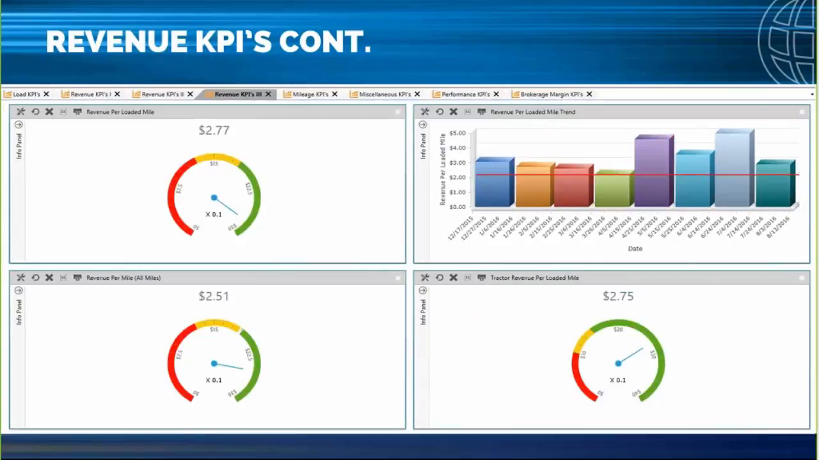Our third view of revenue KPIs, we can see revenue per loaded mile. Next to that, we can see revenue per loaded mile trends. And once again, we can see the ones that are at, above, or below the goal line that we've got set there. On the bottom, we can see revenue per mile. That's all miles. And then we can see tractor revenue per loaded mile. Once again, you have a number of different items that you can adjust on these, whether it's the time frame you're looking at or items you want to include or exclude as revenue types that are included in the calculations.